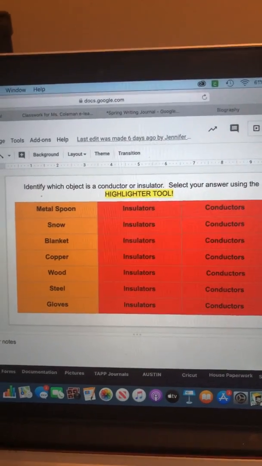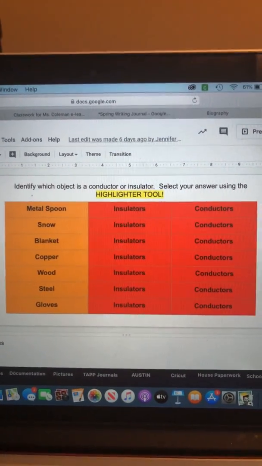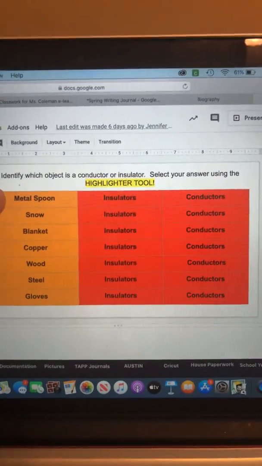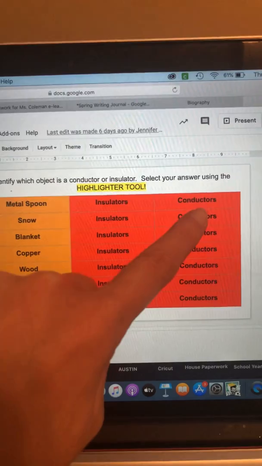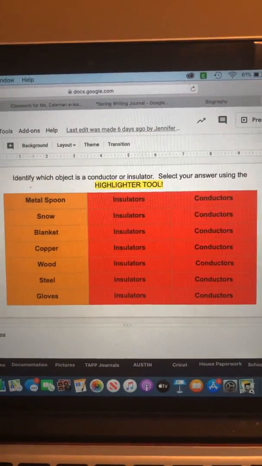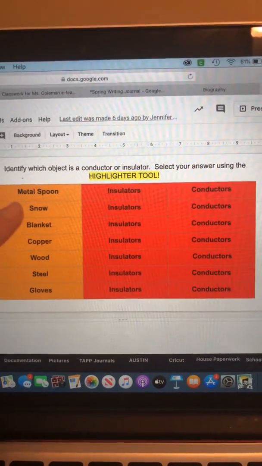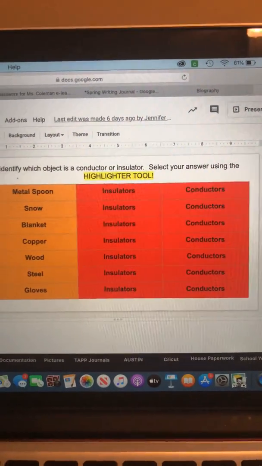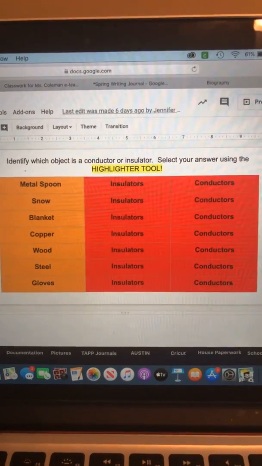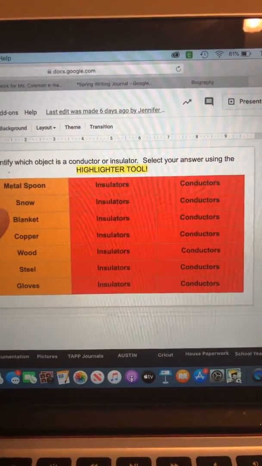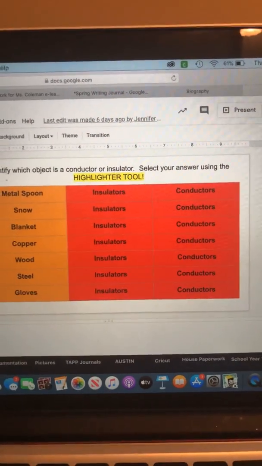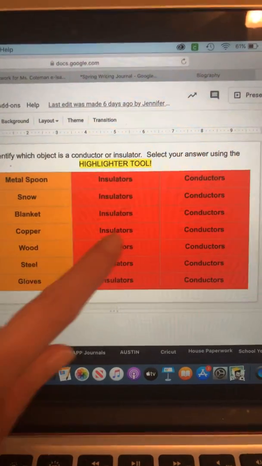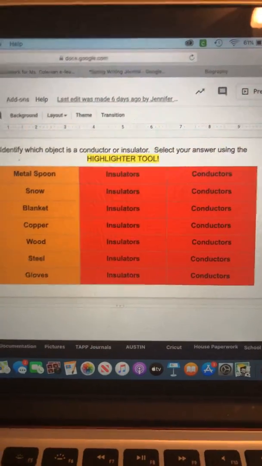All right, so the first object is metal spoon. Is a metal spoon an insulator or a conductor? Okay. Snow. Is that an insulator or a conductor? Blanket. Is that an insulator or a conductor? Copper. Is that an insulator or a conductor?